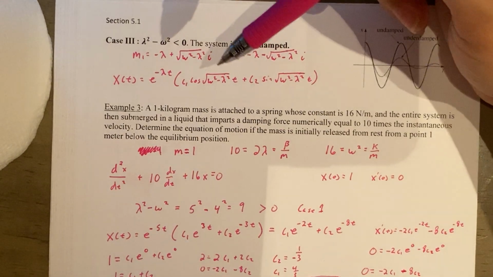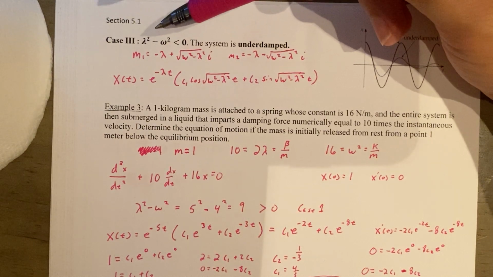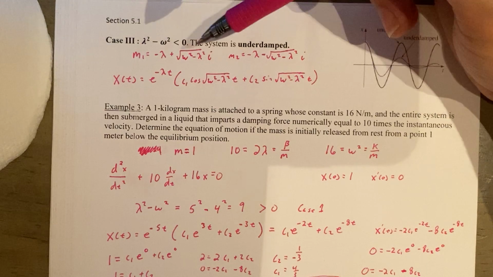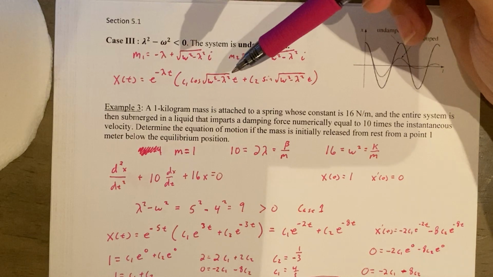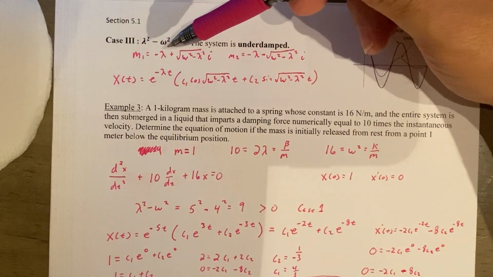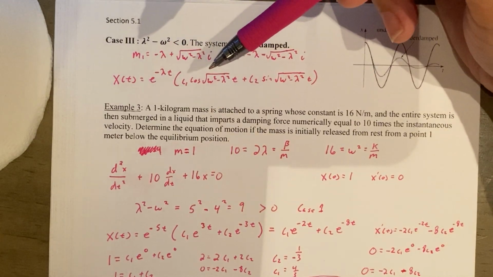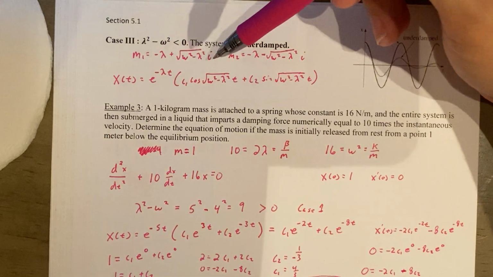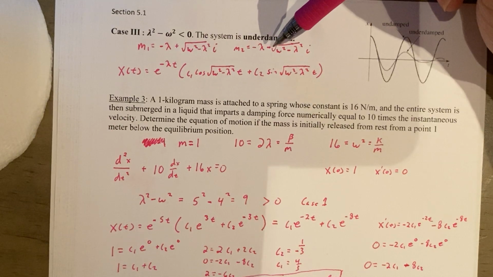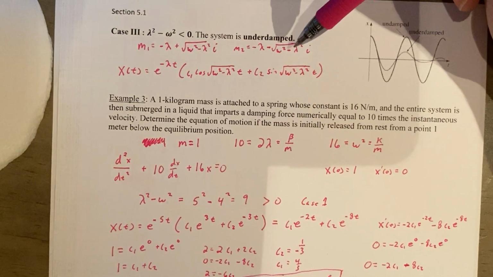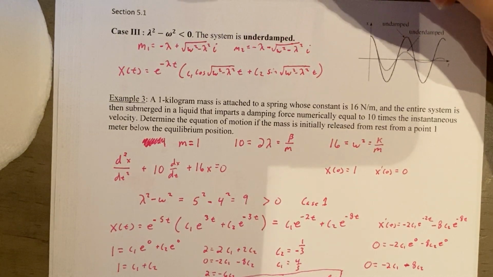Now, because it's less than 0, lambda squared minus omega squared is basically the determinant. So that means that our determinant is negative, meaning that we're going to have imaginary numbers. So we have complex solutions here. So our m sub 1 is just negative lambda plus the square root of omega squared minus lambda squared i, and our m sub 2 is equal to negative lambda minus the square root of omega squared minus lambda squared i.